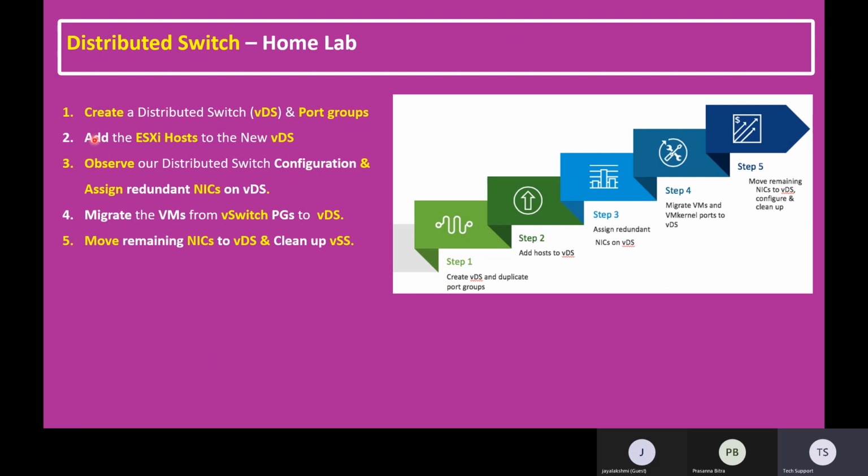The second step is, once we create the DV switch, we add the ESXi hosts. Whatever hosts are available in our vCenter, we can add to the DV switch. The third point is to observe our DV switch configuration information, so we can verify the configuration and then assign NIC cards mainly for redundancy at the DV switch level. The fourth point is to migrate the virtual machines from the vSwitch port group to the DV switch.